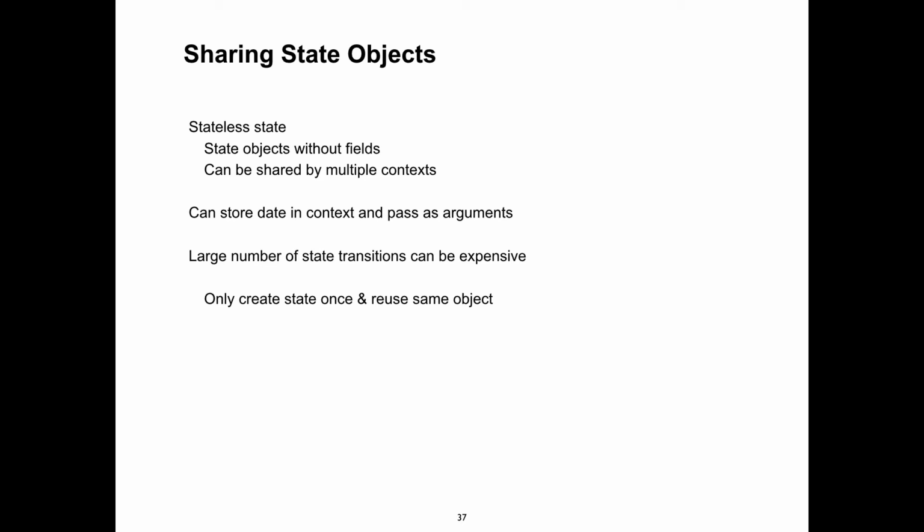Now, if we keep all the data in the context and the states themselves have no data, then we don't need multiple objects of each state, because they have no data in them. So if we've got a number of objects in a program that use the same states, then we can use only one copy per version of the state. And when we talk about the singleton pattern, we'll see how we can do that.